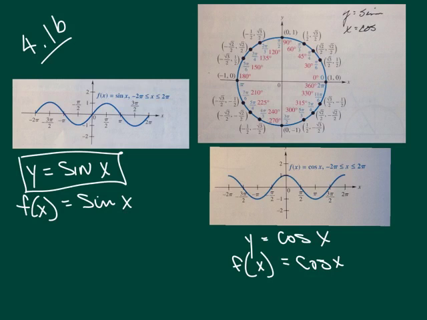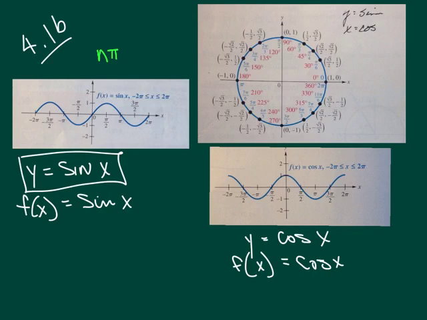Alright, the x-intercepts, where it crosses the x-axis, are always at n times pi. N is an integer, and remember, an integer are all the positive and negative counting numbers, not the fractions, not the decimals, just the counting numbers. So the x-intercepts are always going to be some number times pi.